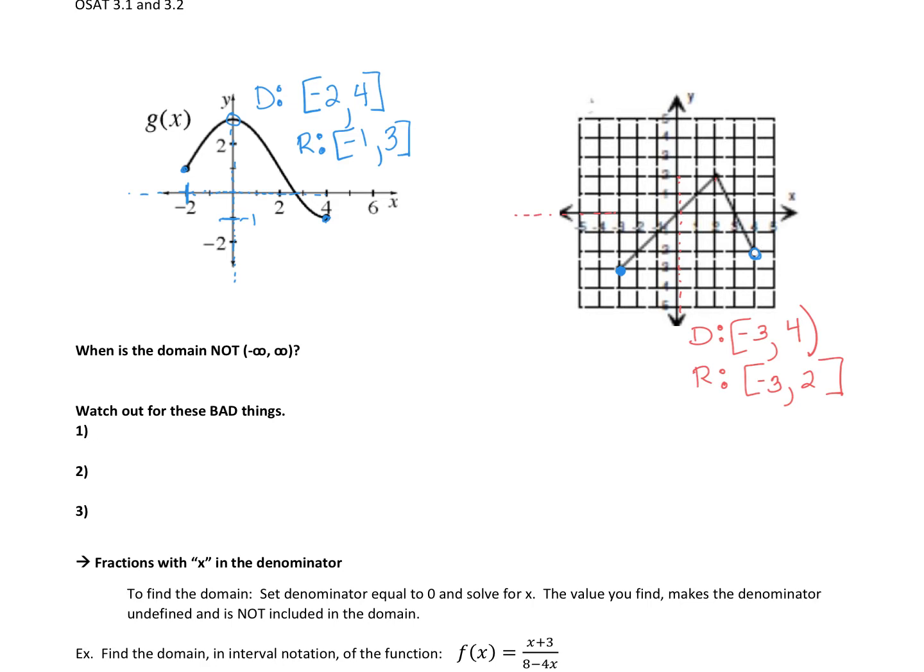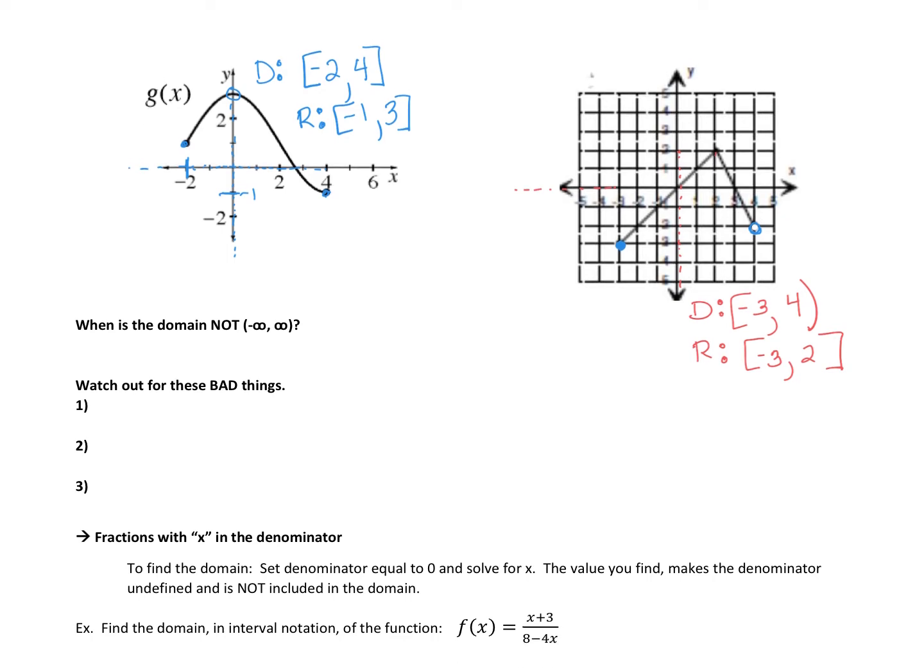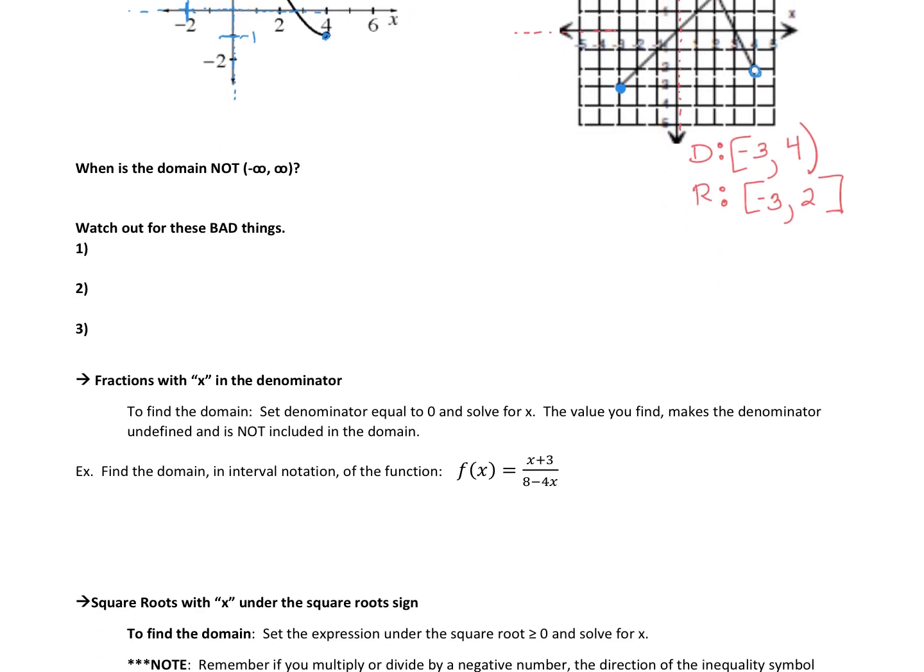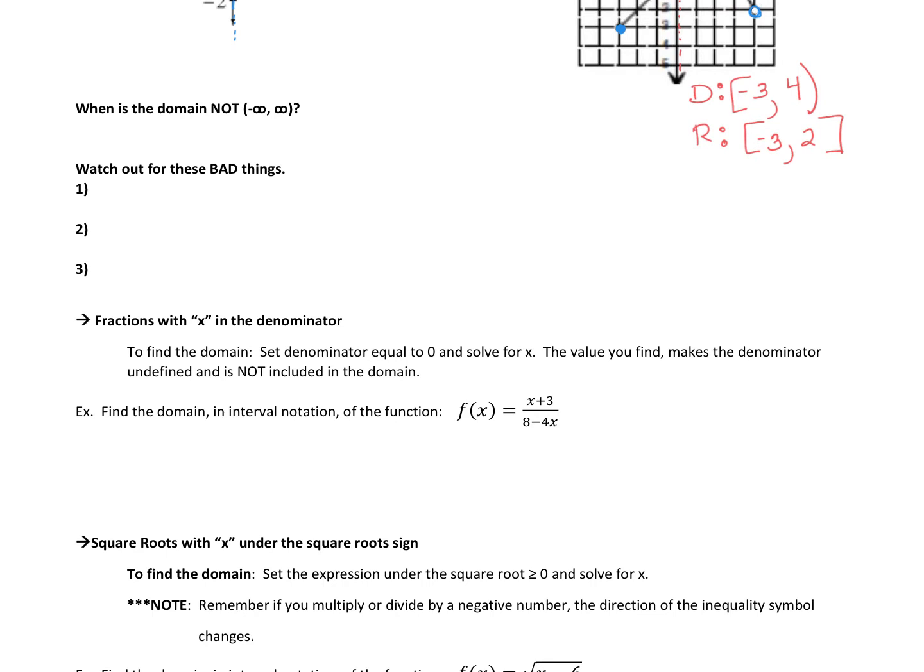So we want to be able to find a domain and range looking at a graph, but more often than not, we're going to be looking at an equation. And in general, the domain of a function is all real numbers unless there is something that creates a situation where your function is not defined. And there's only 3 things that can happen that might cause something to be undefined.